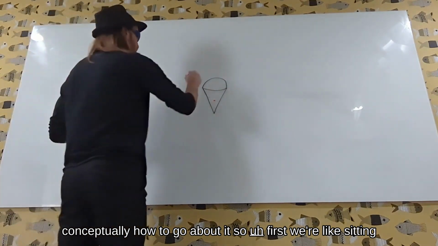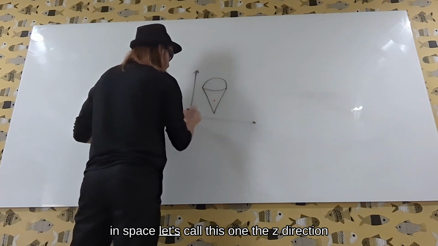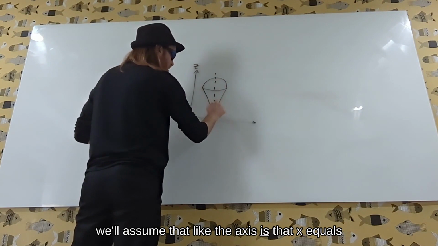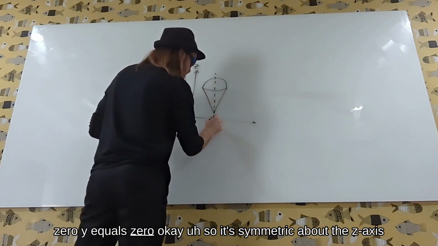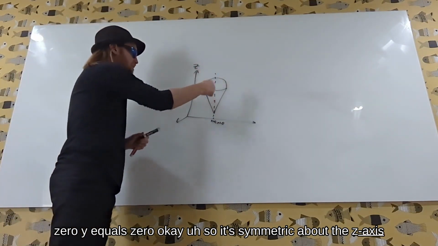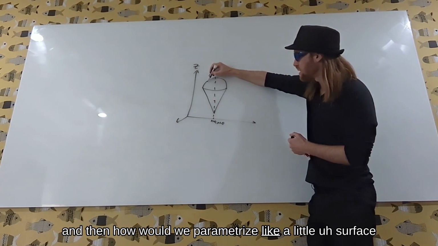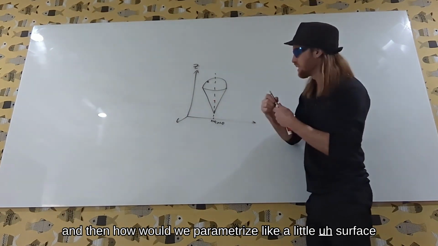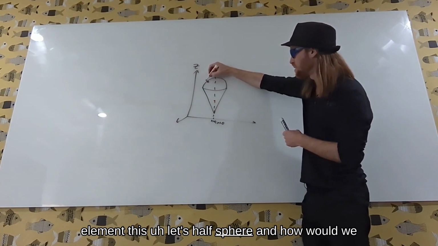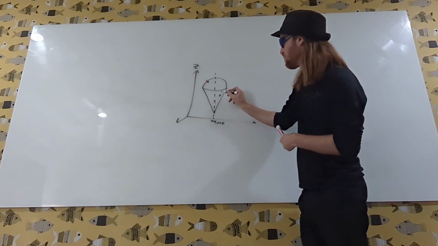So first we're sitting in space. Let's call this one the z direction. We'll assume that the axis is at x equals 0, y equals 0. So it's symmetric about the z-axis. And then how would we parameterize a little surface element on this half sphere? And how would we parameterize a little surface element on this cone?